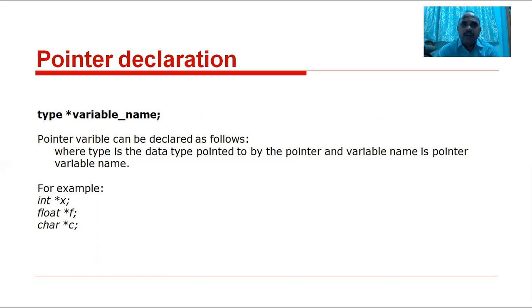Here a pointer variable can be declared as follows: type asterisk variable name. Already we learned in C language how to define a pointer. A pointer variable can be declared as follows, where type is a data type, and the pointer variable name is called the pointer variable name. Here asterisk and ampersand, these two operators play major roles in C language and also C++.